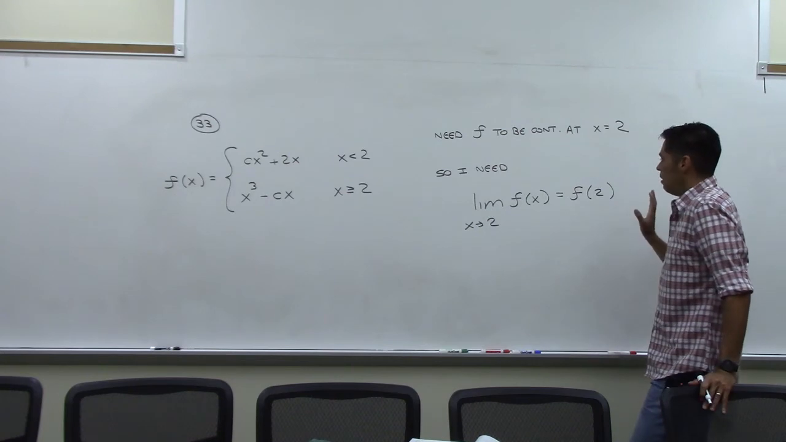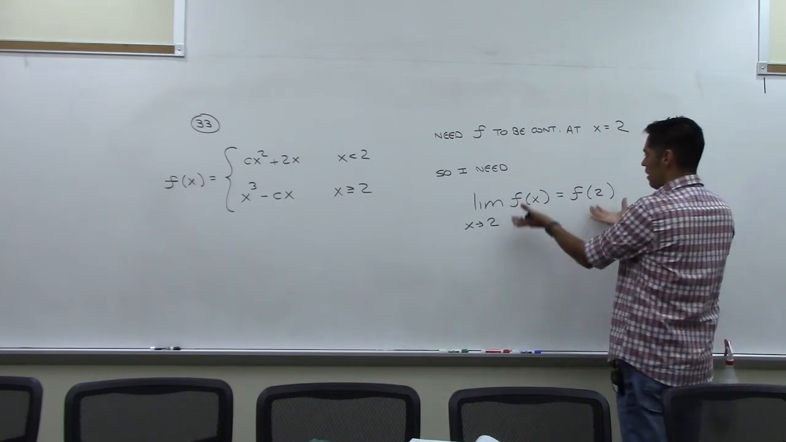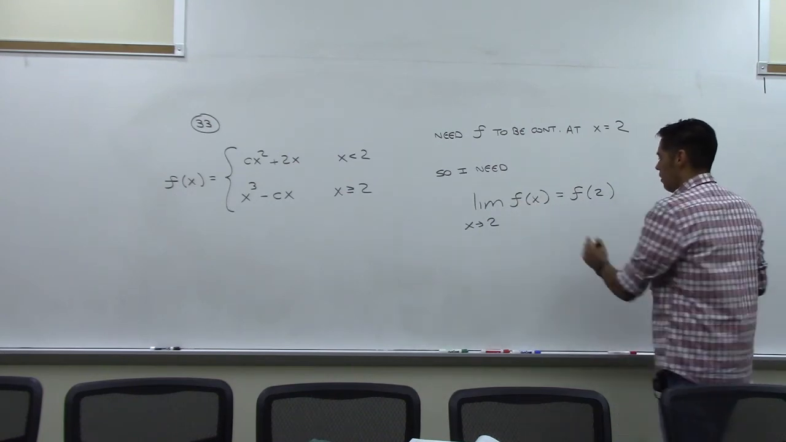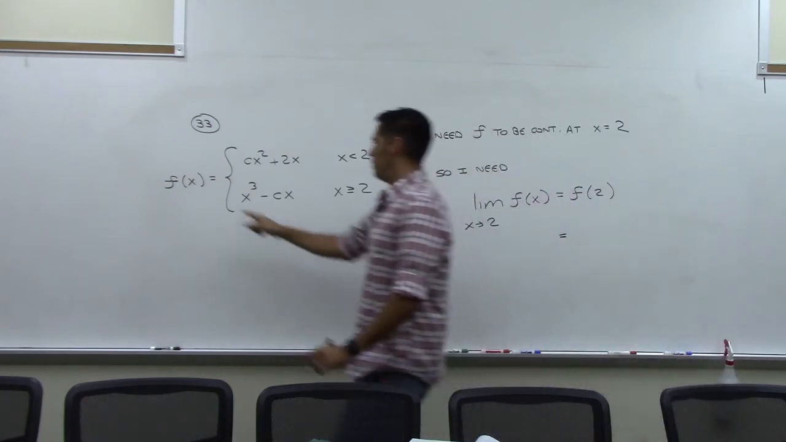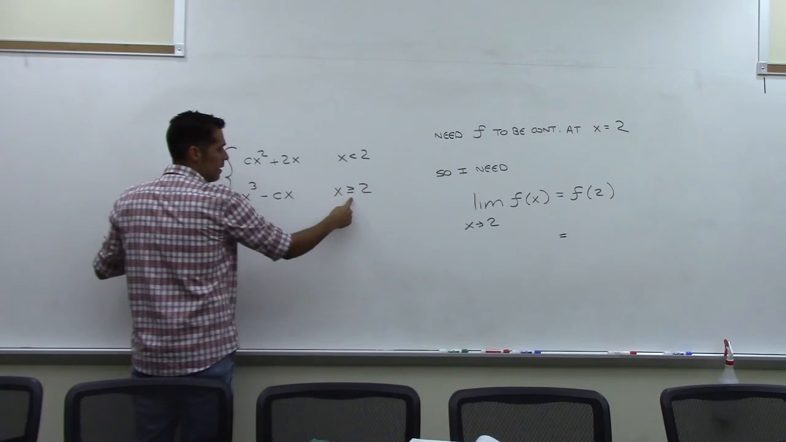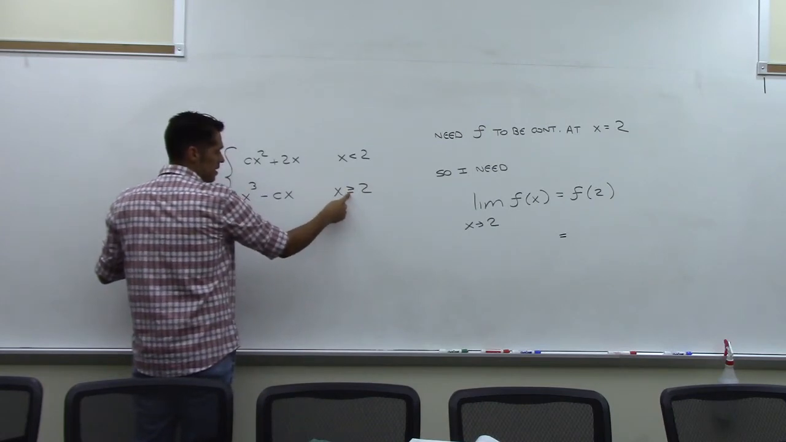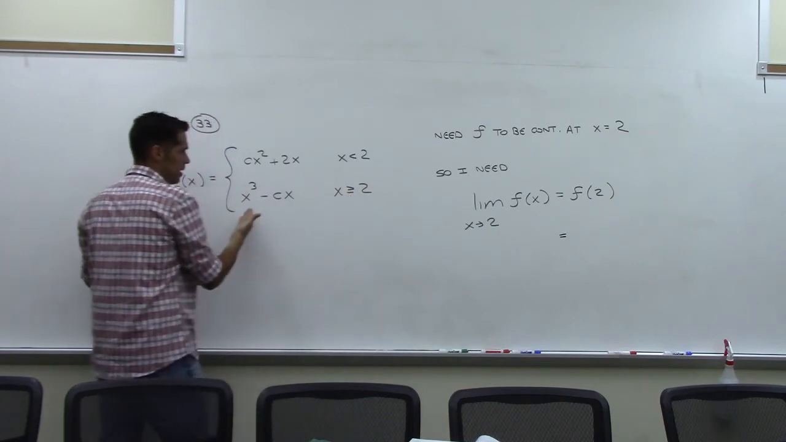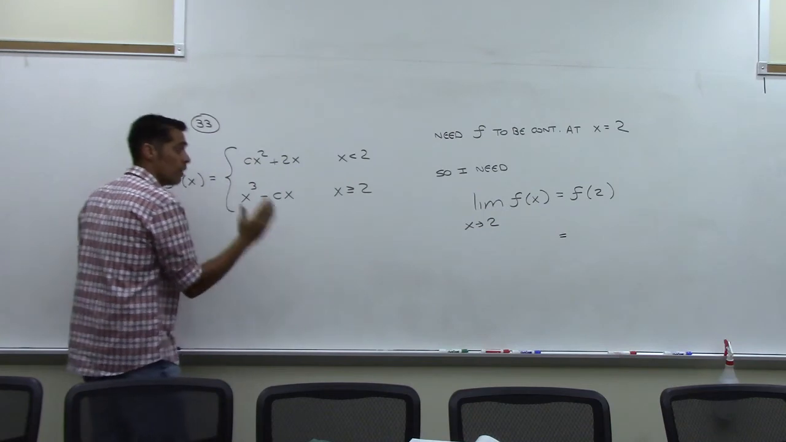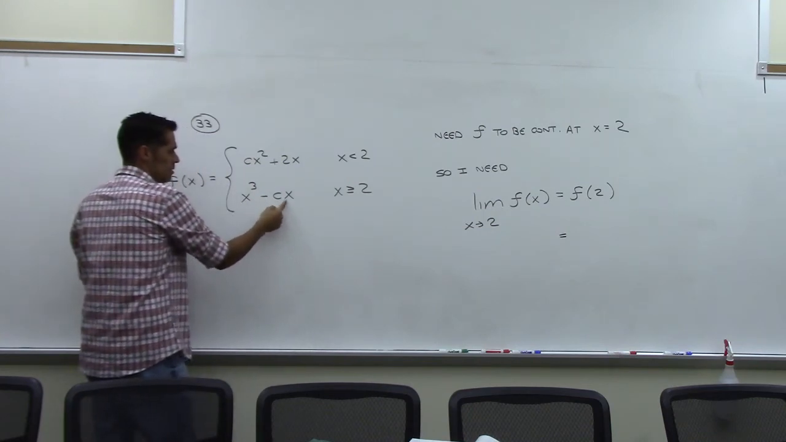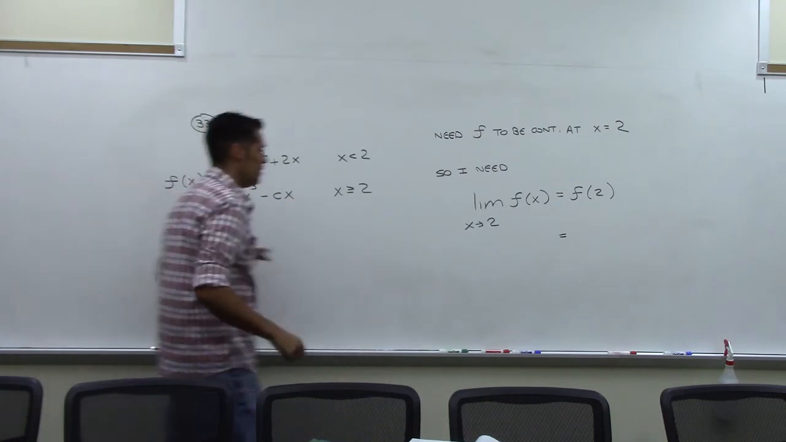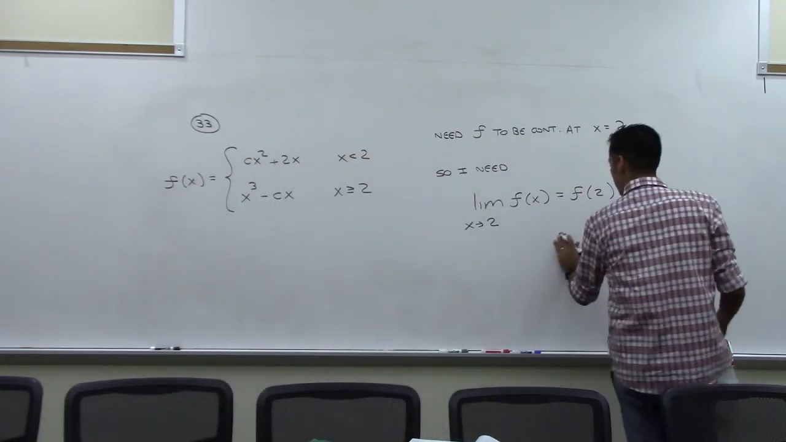All right, well, let's work with this left side and right side. What is f of 2? Do we know what it is? Well, f of 2, we're going to be down here, right? Because this has the equal sign in it. So plug 2 in here and let's see what we get. 2 for x. 2 cubed, 8, minus c times 2 is minus 2c. So I have 8 minus 2c. Move this down.